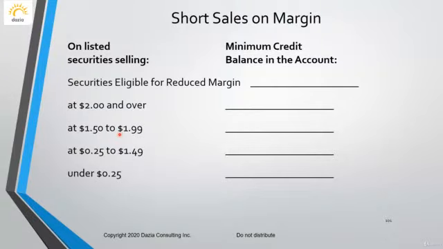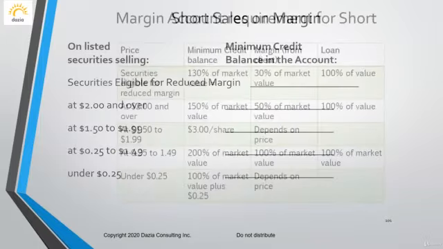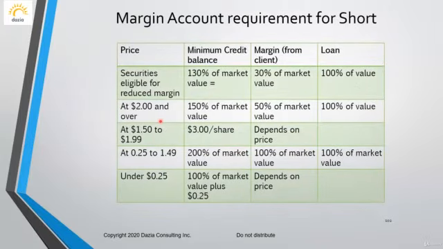So now we talk about the short sale and margin. In this situation, we again have another table. You need to memorize this also a little bit. Based on this, there is what is called a minimum credit balance in the account. So you can practice that. And the way I put it here is you need to remember that there are actually three things here.